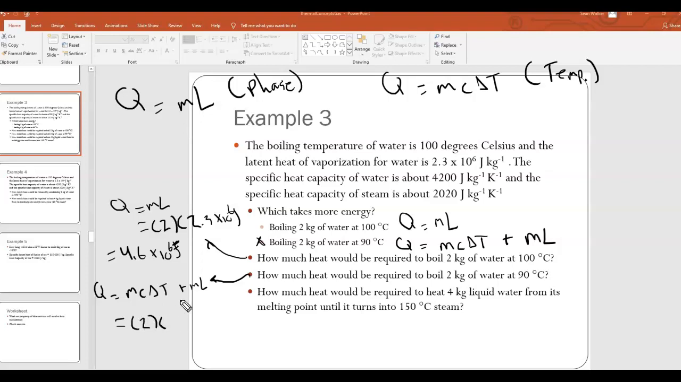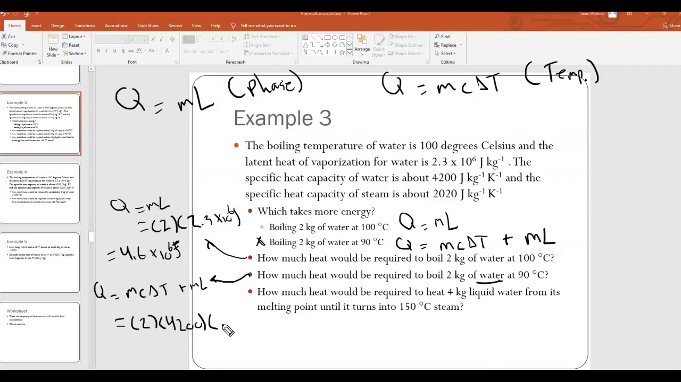Now, if you look at the problem, we're given two specific heat capacities, so you have to ask yourself, which one should I use? Well, we're dealing with water right now. We want to temperature change the water, and so we need to use the specific heat capacity of water, which is 4,200. And then delta T, the final temperature minus the initial temperature.